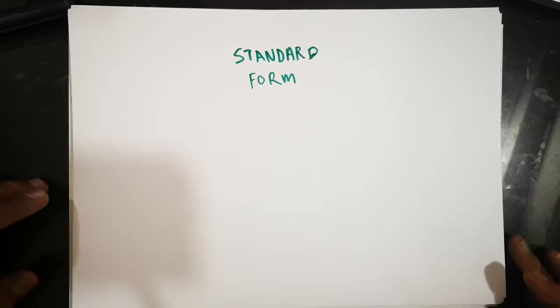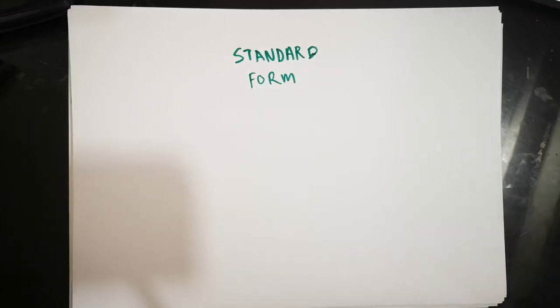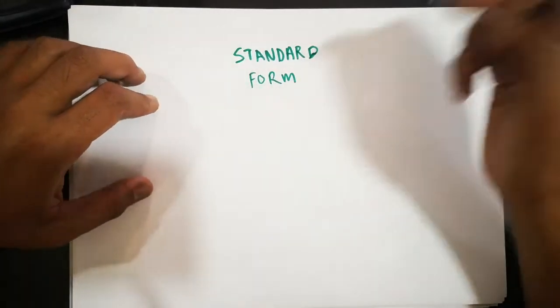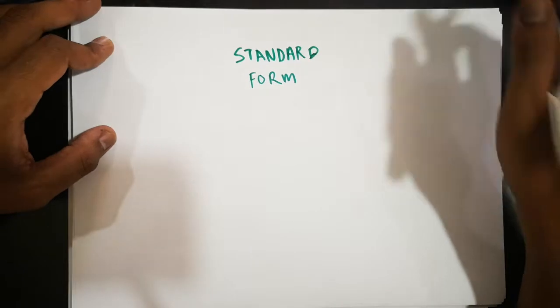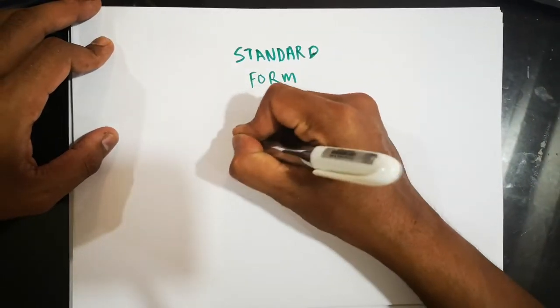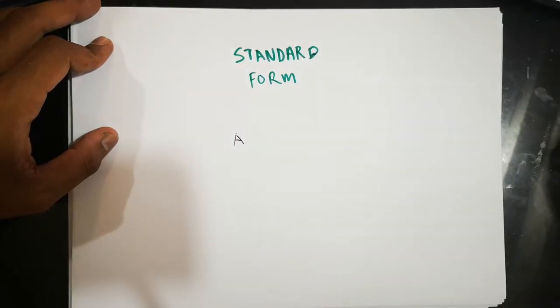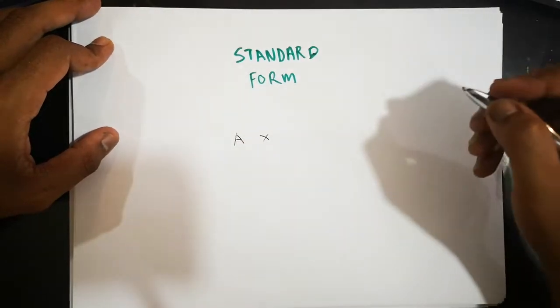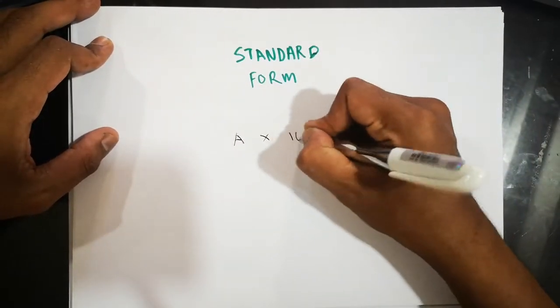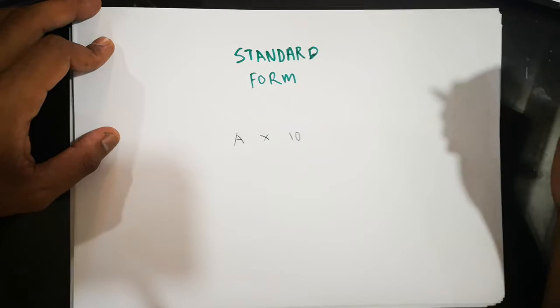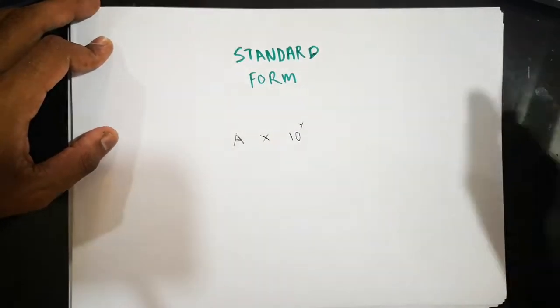Okay, before we start, standard form has only one equation that you have to remember. This is the way that you are going to write, okay? The equation that you have to remember is simple. A multiplied by 10 to the power of something. What is that something? I'll put it as y.